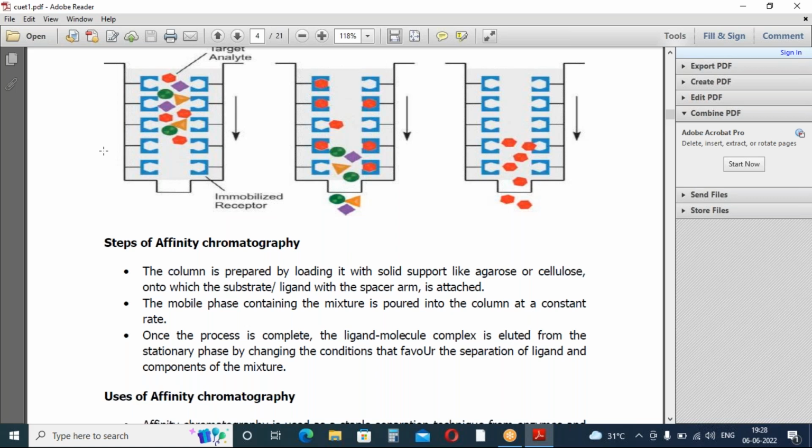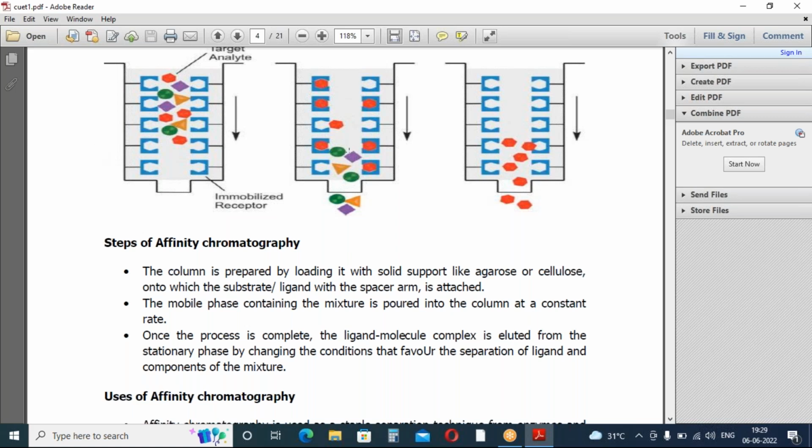And next, the mobile phase is poured into the column at a constant rate. As the mobile phase moves, that causes the binding. The ligand molecules bind to that particular phase, and then they can be eluted from the stationary phase by changing the conditions. Elution is mainly based on the pH or ionic strength, or depending upon the particles that have to be separated. Okay, and that is the elution procedure.